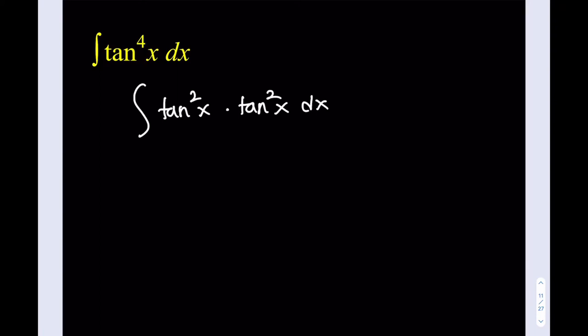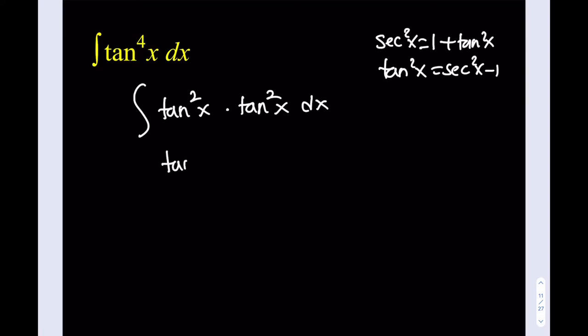Well, remember again, secant squared can be written as 1 plus tangent squared. Therefore, tangent squared can always be written as secant squared x minus 1. Okay, that's going to be our identity. Which one should I do? I'll do the second one. Okay, so I will be replacing tangent squared with secant squared x minus 1. And this is going to do wonders, okay?